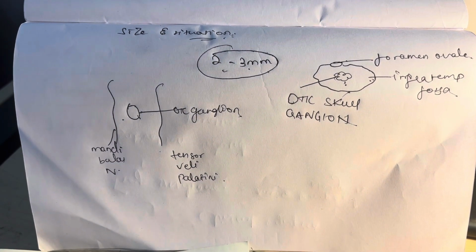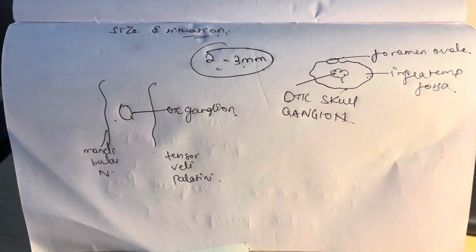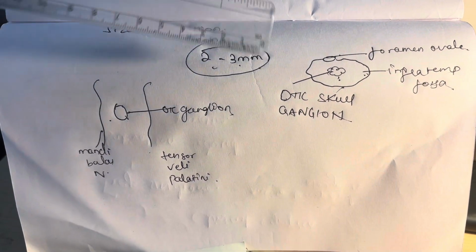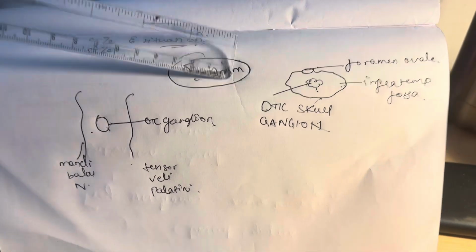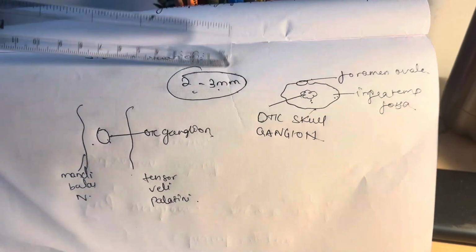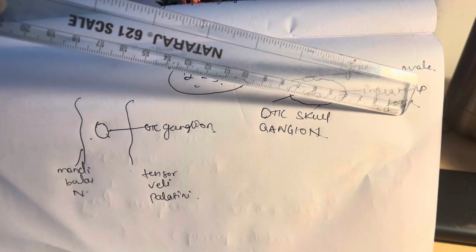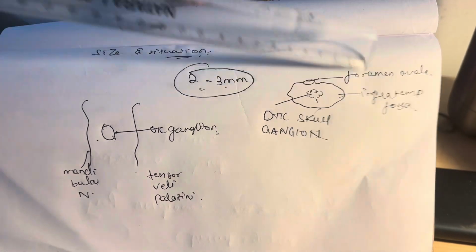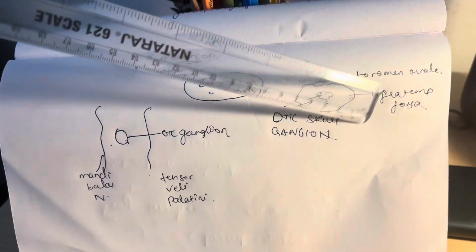Now let us discuss about the size and situation of the otic ganglion. As we have already discussed, it is a very small ganglion measuring up to 2 to 3 millimeters only. Now the location. So it is located in the infratemporal fossa. What is the infratemporal fossa? It is a cavity in the skull. So it is a fossa.